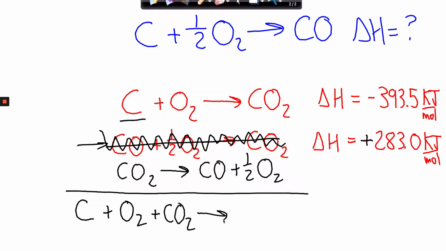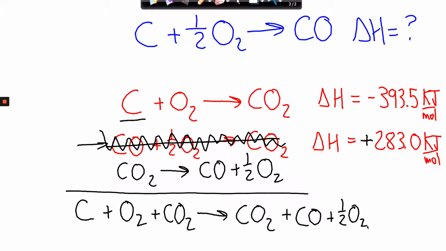Then guys, we've got our products. Up here, we have CO2. And then guys, down here, we have CO. And we have 1/2 O2. See how I just brought everything down? Now guys, simplify. Carbon on the left, no carbon on the right.